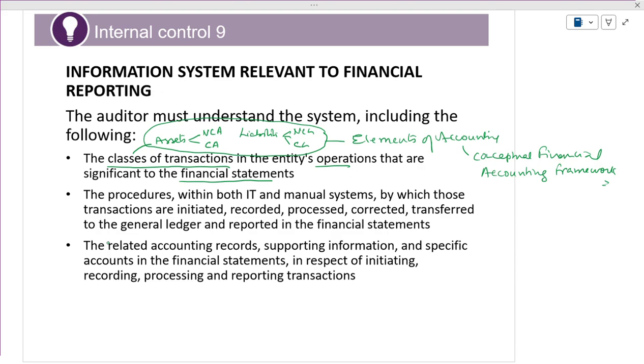The conceptual financial, the entire thing. If you understand that pyramid, you can understand every other concept of accounting. The procedure, when we are doing the information systems, is it right? The procedures within both the IT, information technology, and manual systems.